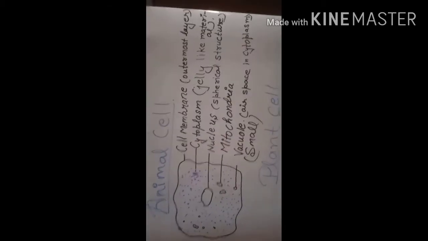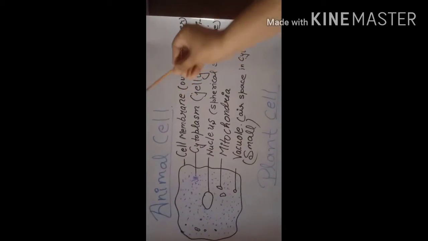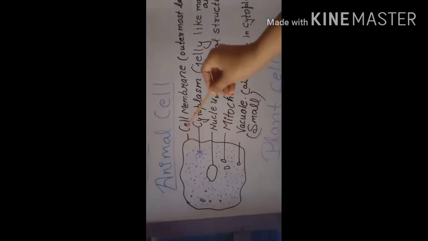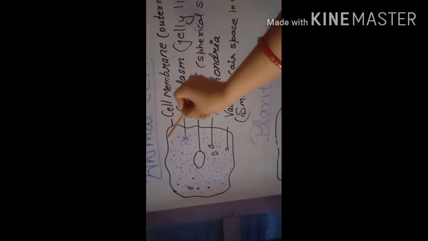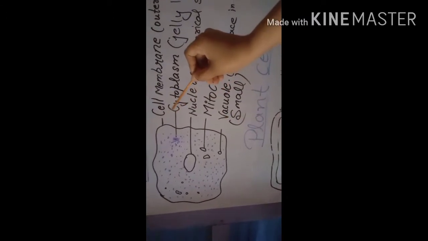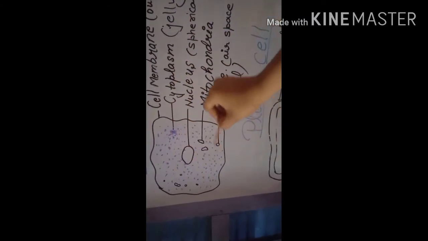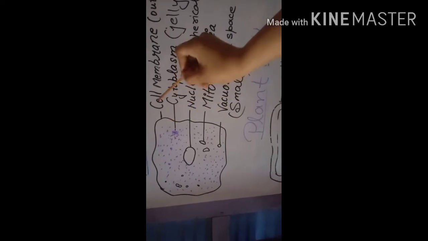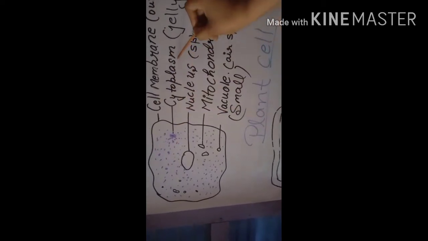The general diagram of the animal cell, I have drawn it for you on a white chart so you can see it. As you can see here, this is the diagram of the animal cell. This outer lining is known as the cell membrane. What does it do? It protects the cell, and this jelly like part that is filled inside the cell membrane is known as cytoplasm.